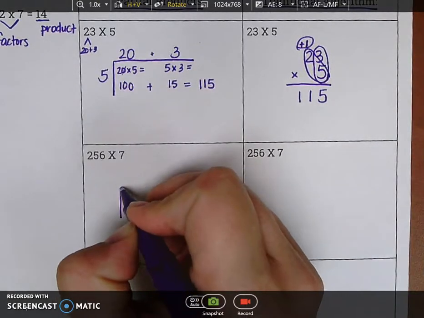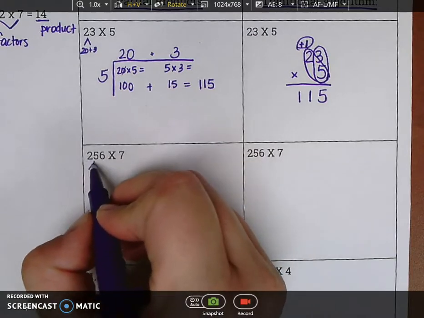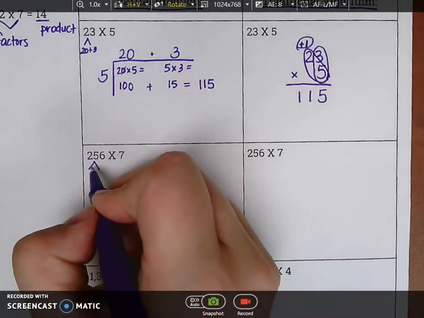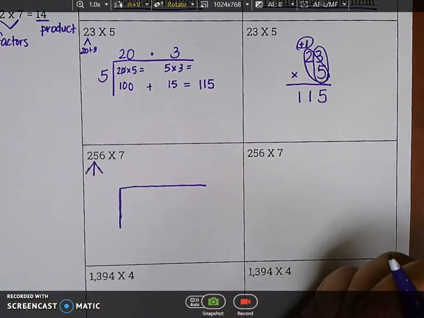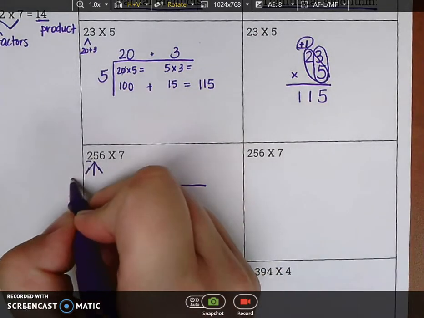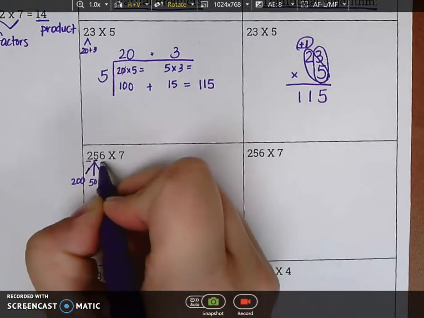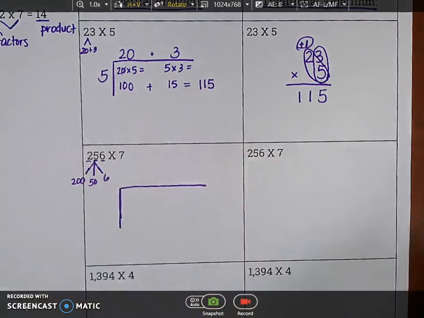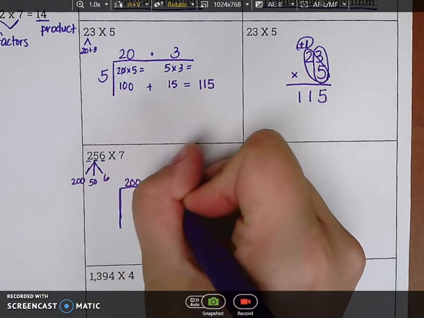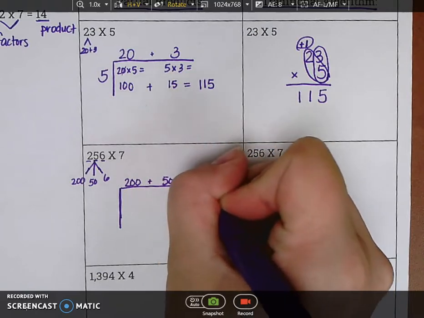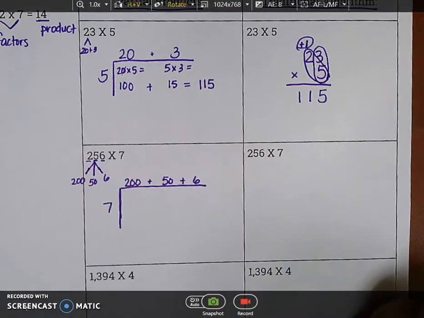Let's start with our partial products. So we've got 256. I'm going to break that up by place value. So there's actually going to be 3 numbers here. So first the 2's in the 100 spot, so that would be 200. The 5's in the 10 spot, so that would be 50. And the 6 is in the 1 spot, so that would be 6. So 200 plus 50 plus 6 equals 256. And we're going to multiply that times 7.